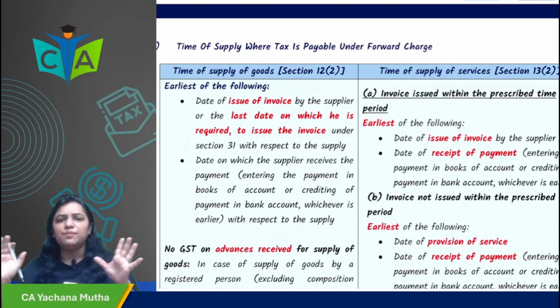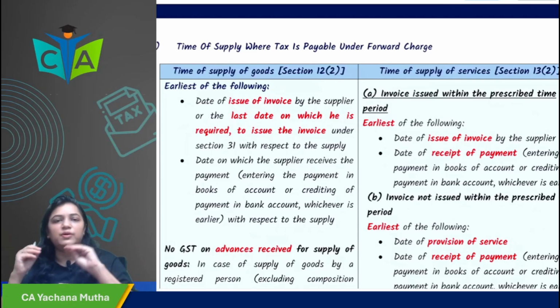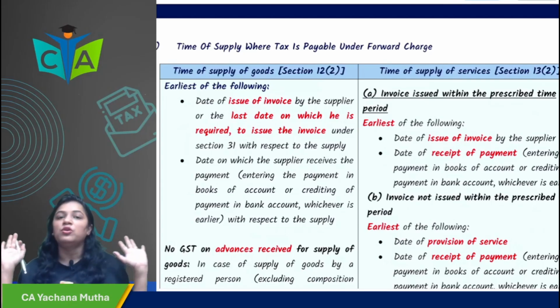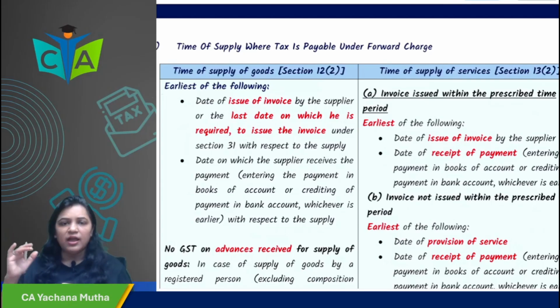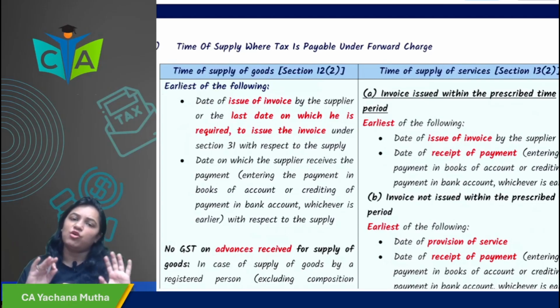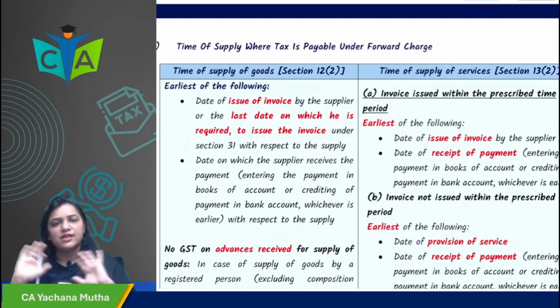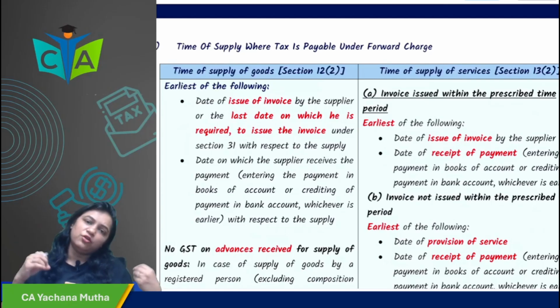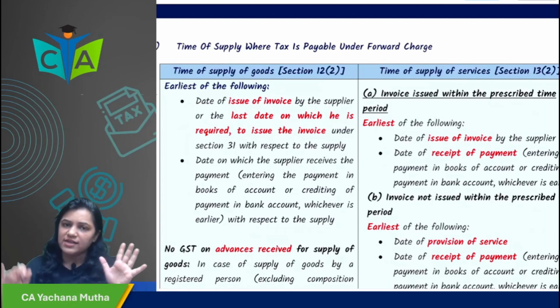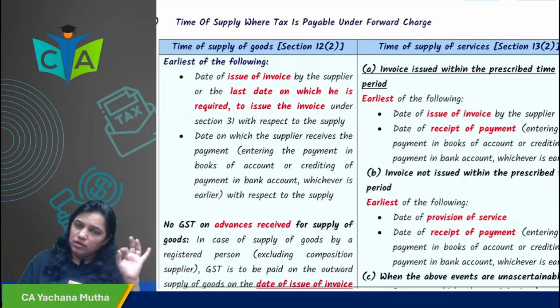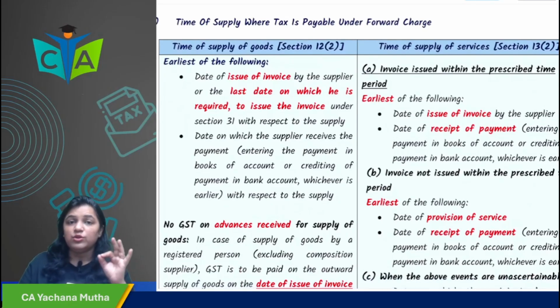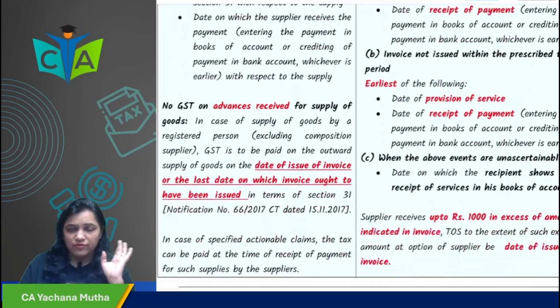So, life is very simple. In case of forward charge or normal charge, we all know what the time of supply is. It is the earlier of date of issue of invoice or last date of issue of invoice. That's it. This is as per 12.2 read with notification number 66/17. We have done it in the class.